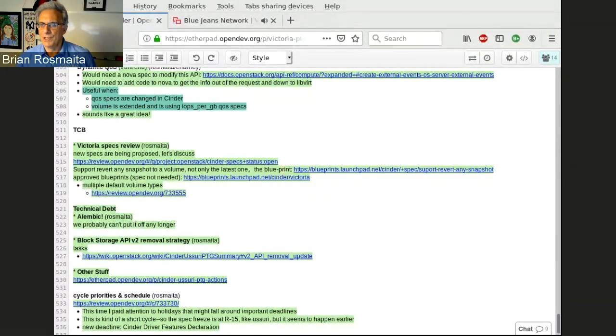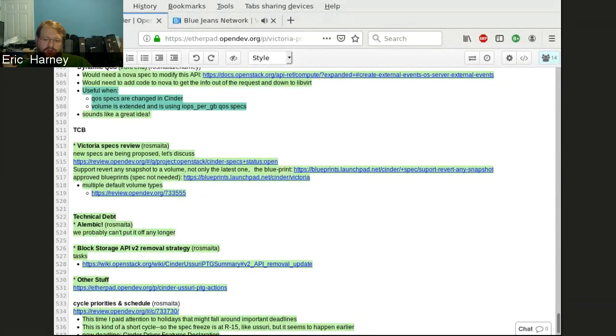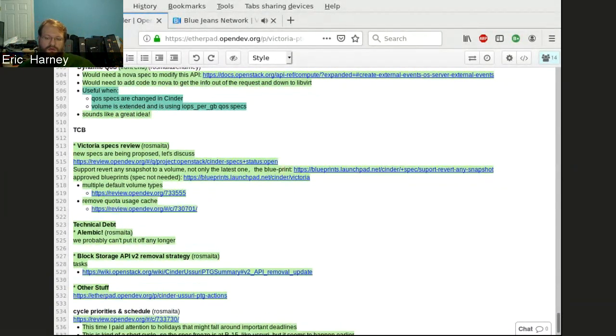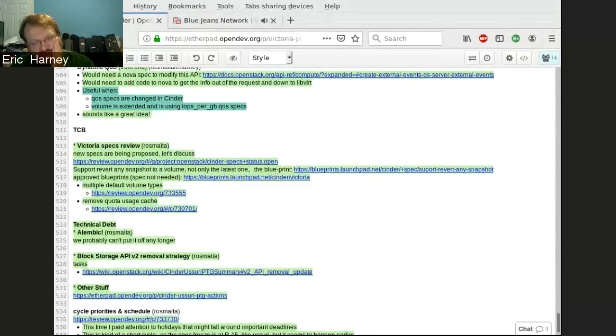All right, so next one was remove quota usage cache. Lost here. Okay. I think this spec is basically a lot of the idea that we were talking about with the quota work the other day of trying to get rid of the quota usages table and live calculate values instead of manually double accounting them. That is pretty much the guts of what this is suggesting as far as I could tell.